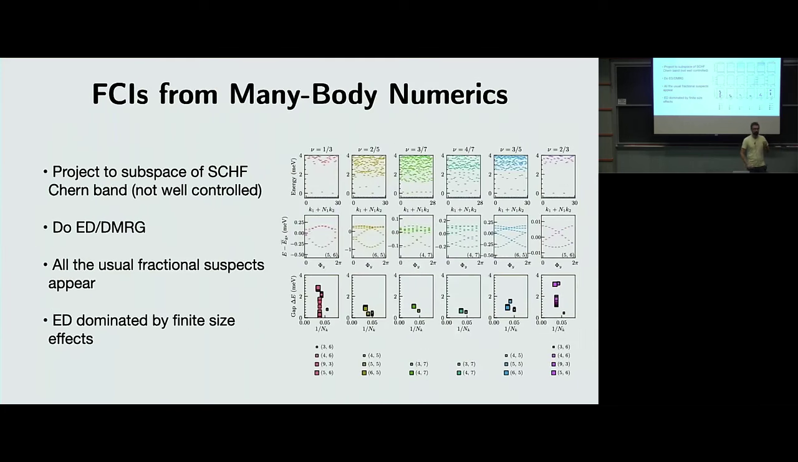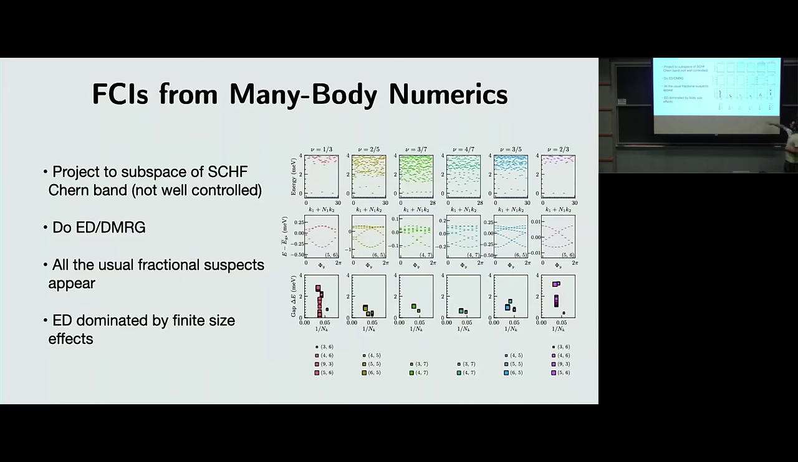As a first paper on this, we did what we could. So we did a very uncontrolled approximation, just projecting into that lowest Chern band and fractionally filling that. So we can look at that in exact diagonalization, and we see all the usual fractional suspects appear with nice many-body Chern numbers and so on and so forth.